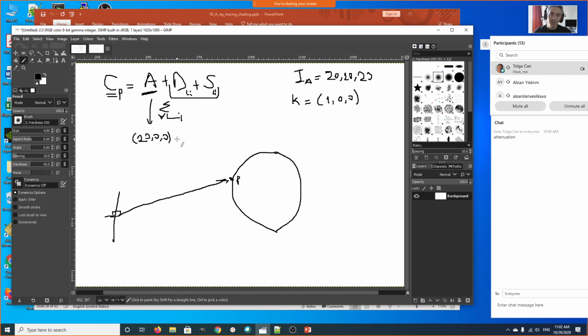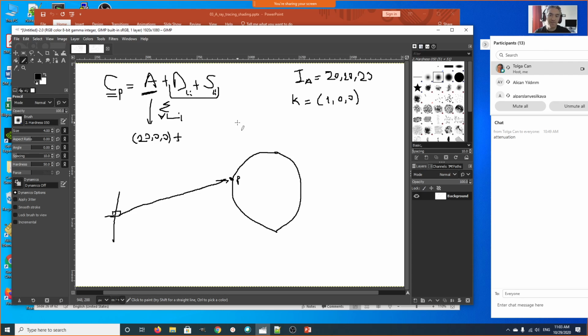This means that if this point is in shadow, if there is no diffuse or specular component, the color that I'm going to put on this pixel is going to be 20, 0, 0, some dark red. So if it's in shadow, it will not be pitch black. It will be dark red. It's not 0, 0, 0 because of this ambient component. Its ambient color is this, and I'm going to add to that the diffuse and specular components.